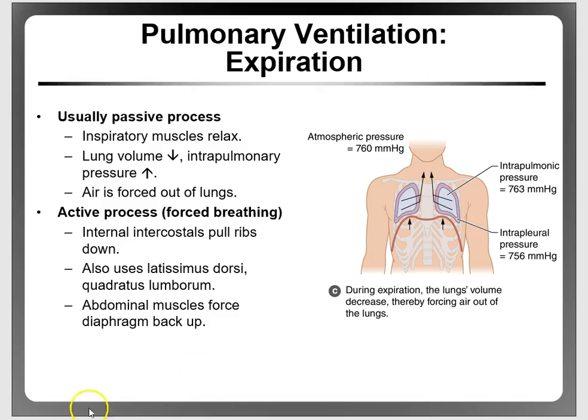So that's expiration. Expiration can actually be an active process during forced breathing. In that case, the internal intercostal muscles are going to actively pull the ribs down. And then you're going to engage other muscles like the latissimus dorsi and the quadratus lumborum muscles, and they're going to also engage the abdominal muscles to help increase that intra-abdominal pressure. That'll force the abdominal viscera upward against the diaphragm, and that'll accelerate its return to that domed position. So those muscles will also help pull the rib cage down and inward.